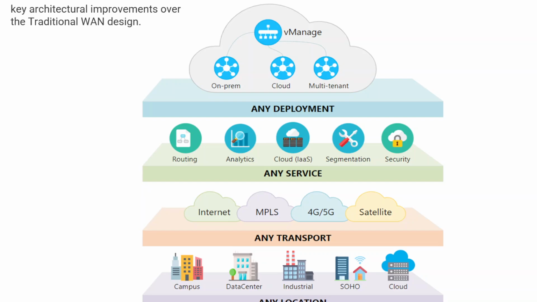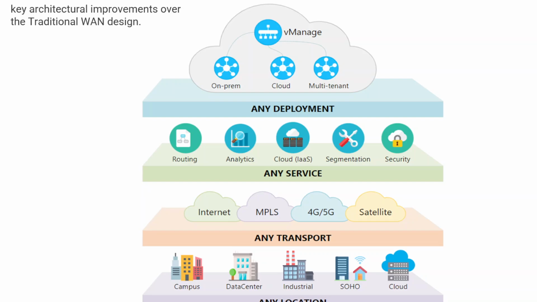Connecting any location in a fast, secure, and highly available manner using zero-touch provisioning, ZTP. Establishing a transport-independent WAN using any type of underlying transport. Abstracting the underlying WAN infrastructure away from the services and applications that run over the network such as WAN routing, segmentation, analytics, IaaS, and multi-tenancy.